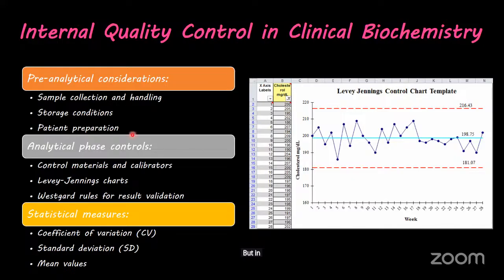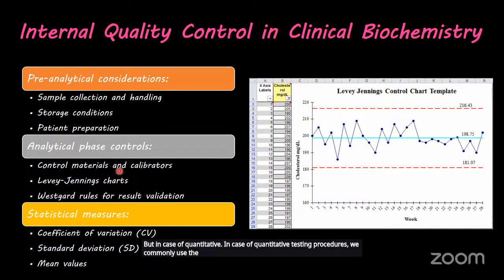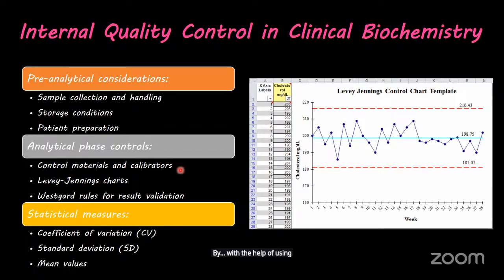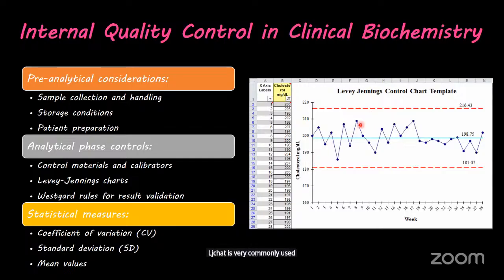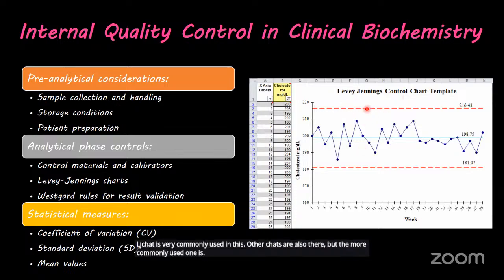But in quantitative testing procedures, we commonly use control materials or calibrators. Using these, every day we plot the results and see whether the control materials are within range or out of range. For interpretation, we commonly use a statistical control, that is QC control charts. The LJ chart is very commonly used. Other charts are also there, but the more commonly used one is the Levy-Jennings chart.